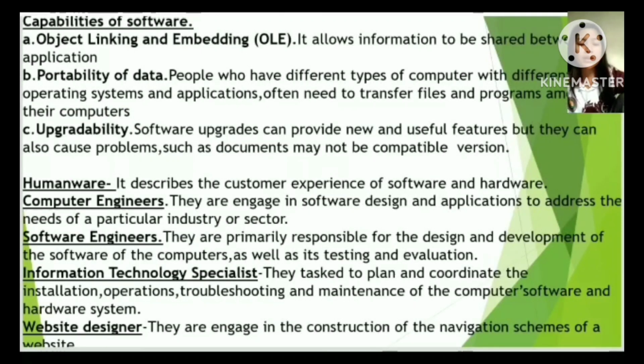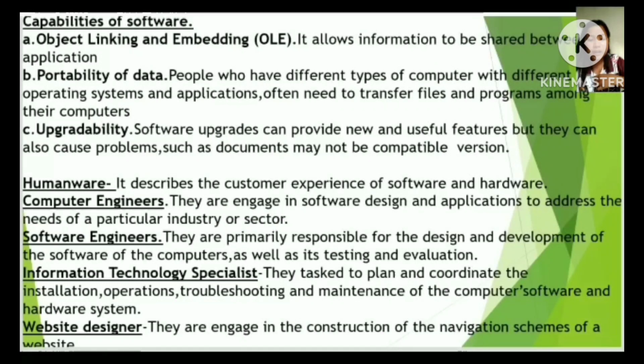Humanware. It describes the customer experience of software and hardware. More particularly, it has to do with the facilities of a computer system being developed based on the interest and need of a user. It is also called livingware. It refers to the user of the computer system, either direct or indirect user. Humanware is the global leader in assistive technology.